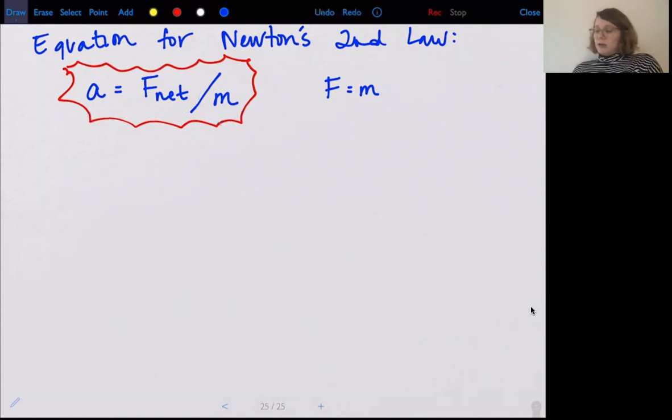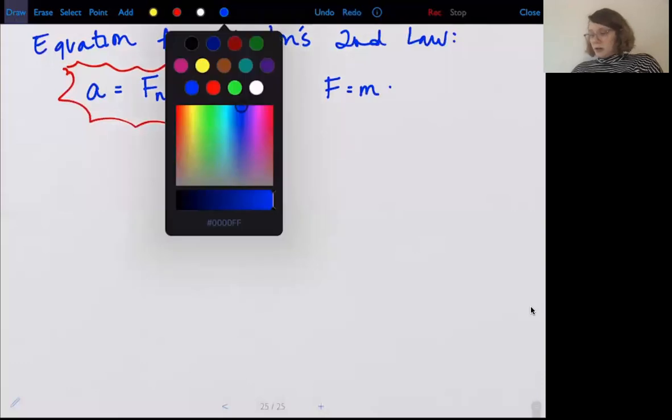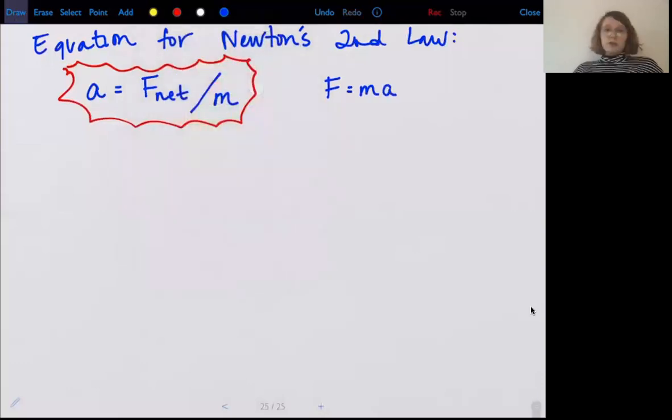So if you see it written like that on a problem or in your notes or in the readings, don't freak out. It's more common that we see it written this way than arranged for acceleration, because that's just the way that it is. Okay. All right.